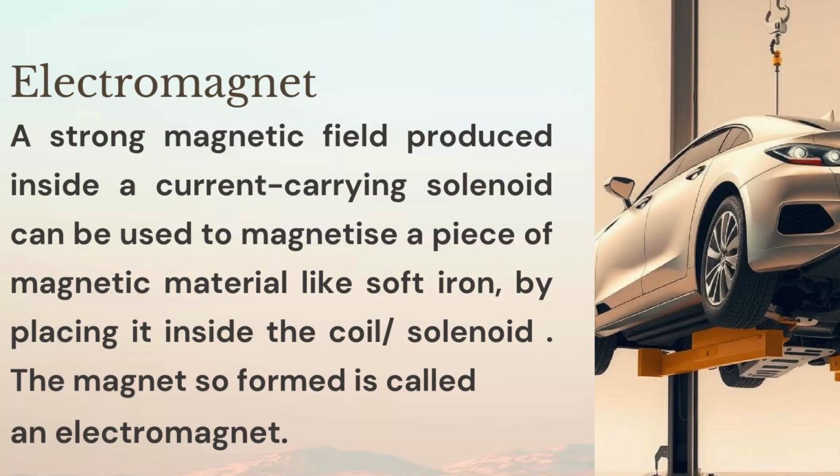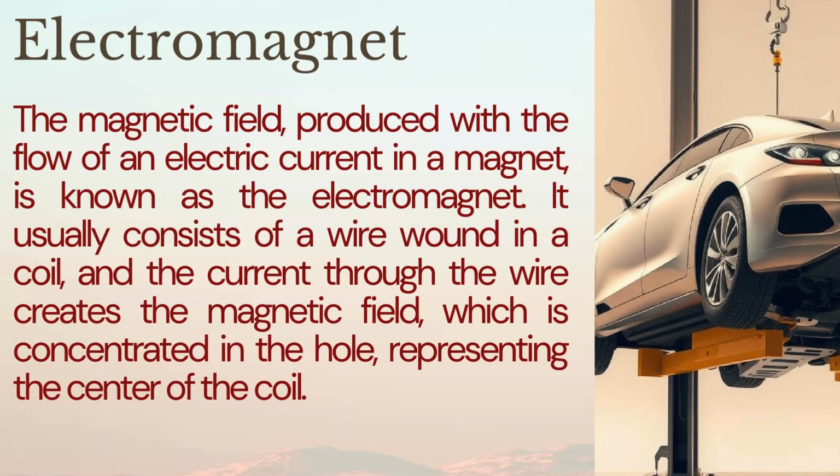Next, electromagnet. A strong magnetic field produced inside a current-carrying solenoid can be used to magnetize a piece of magnetic material like soft iron by placing it inside the coil or solenoid. The magnet so formed is called an electromagnet. The magnetic field produced with the flow of an electric current in a magnet is known as the electromagnet. It usually consists of a wire wound in a coil, and the current through the wire creates the magnetic field, which is concentrated in the hole, representing the center of the coil.